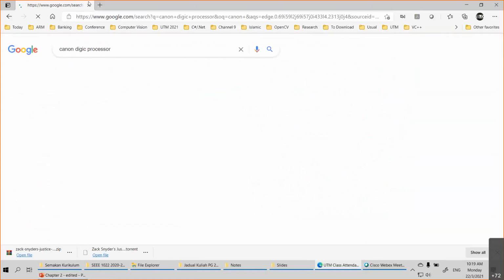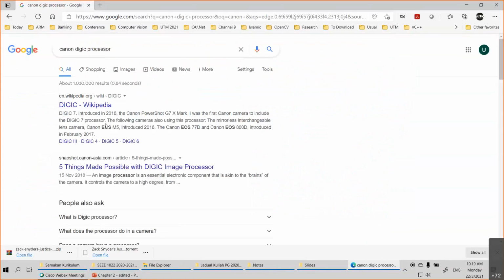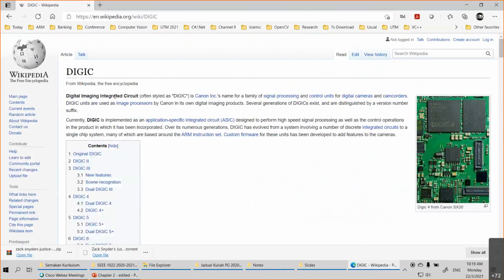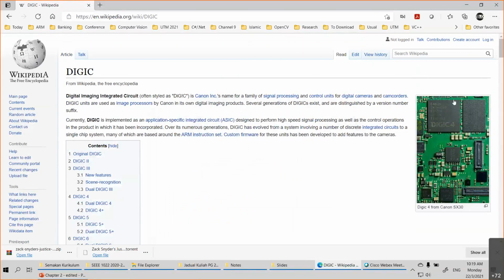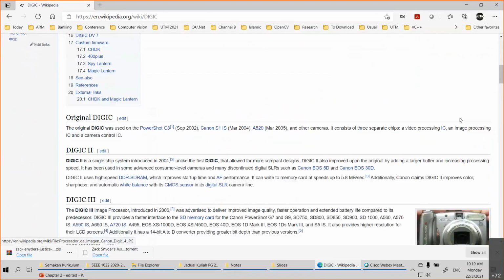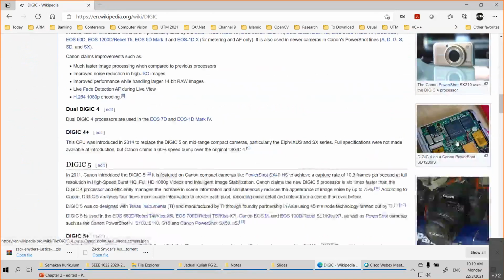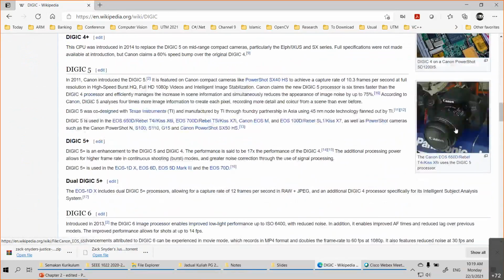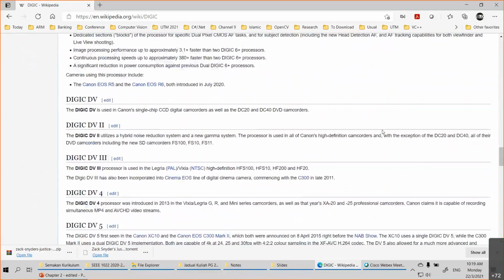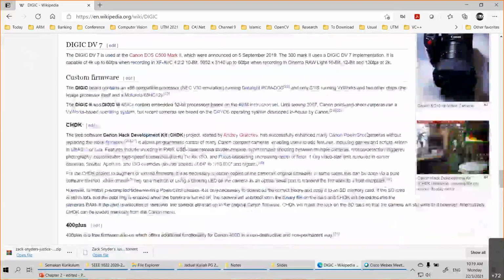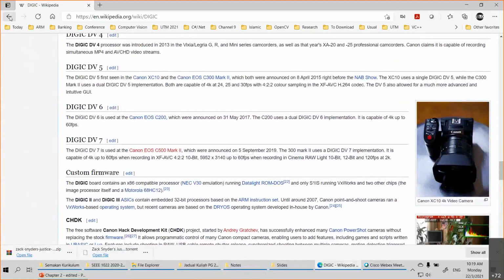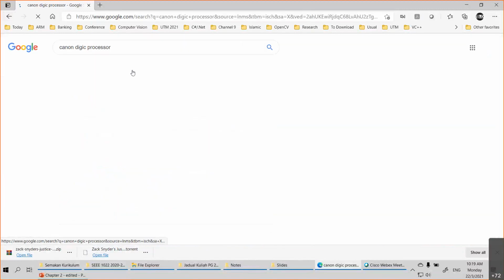This is one of the processors by Canon. The DIGIC, or Digital Image Integrated Circuit, processor is a family of signal processing and control units for digital cameras and camcorders. So we have a special IC for that. This special IC is used in Canon cameras, especially DSLRs. The latest is 11, I think. We have DIGIC 6, DIGIC 7. This is actually used in the phone. Sorry, in this camera to do image processing in real time.